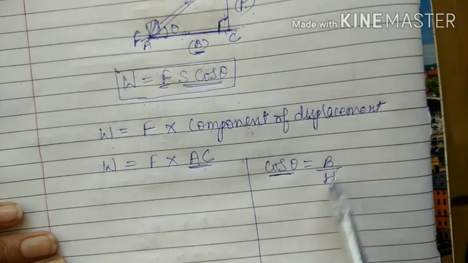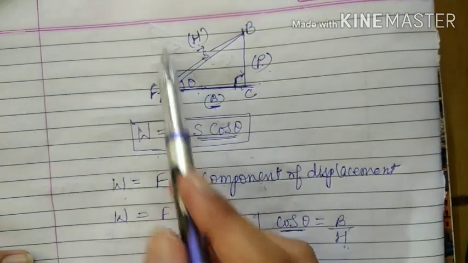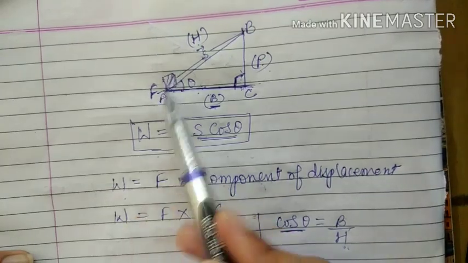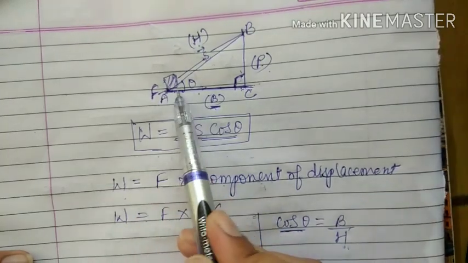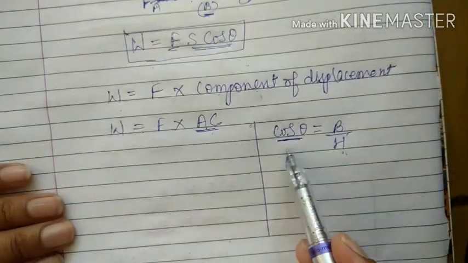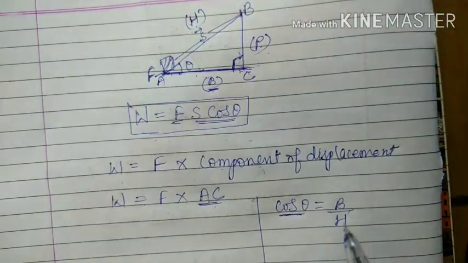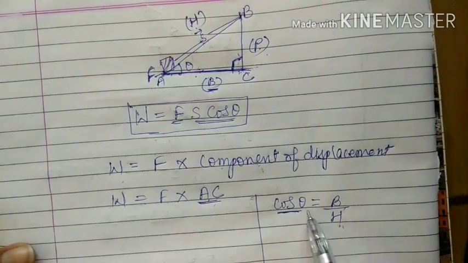That's why we have taken cos theta, because we want only the horizontal component. If we needed the vertical component, then it would be sin theta, but right now we do not need it. We need only this horizontal component. That's why from this right angle triangle, we are calculating only cos theta.